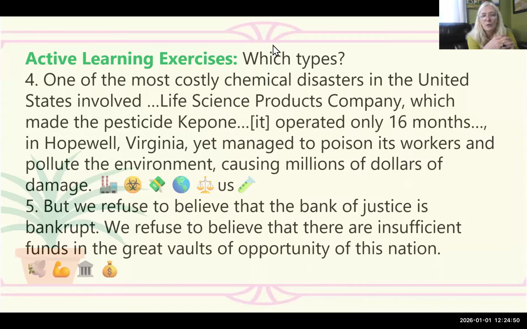And the last 2. One of the most costly chemical disasters in the United States involved Life Science Products Company, which made the pesticide Kepone. It operated only 16 months in Hopewell, Virginia, yet managed to poison its workers and pollute the environment, causing millions of dollars of damage. Last one. But we refuse to believe that the Bank of Justice is bankrupt. We refuse to believe that there are insufficient funds in the great vaults of opportunity of this nation.